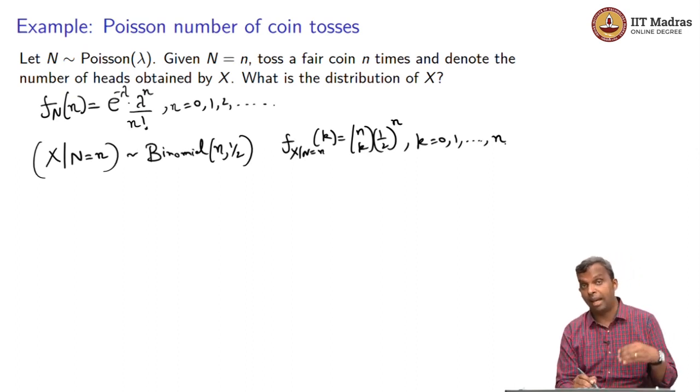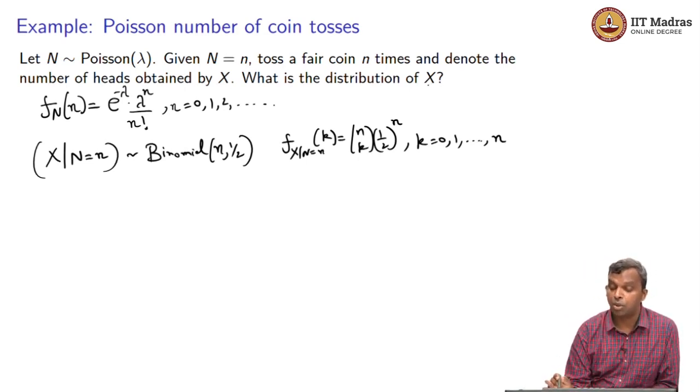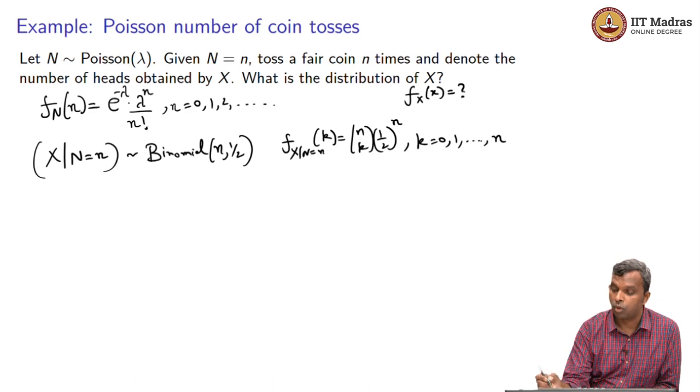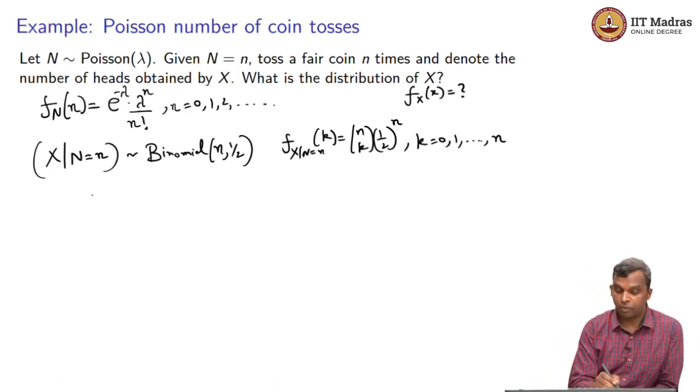All right. So, now I have the marginal of N, I have the conditional of X given N, I can find the joint distribution. What I am asked is actually the distribution of X. So, what is being asked is F_X. But the way to go there is through the joint PMF. So, let us find the joint PMF.